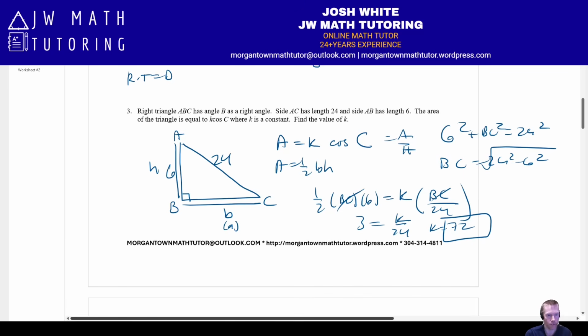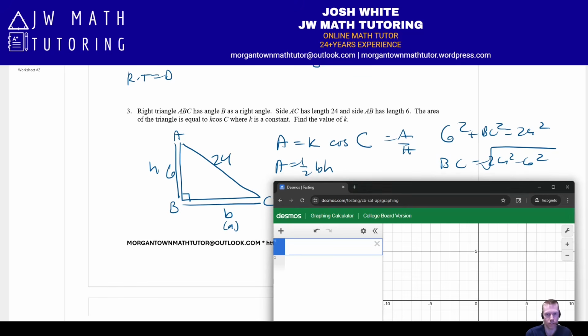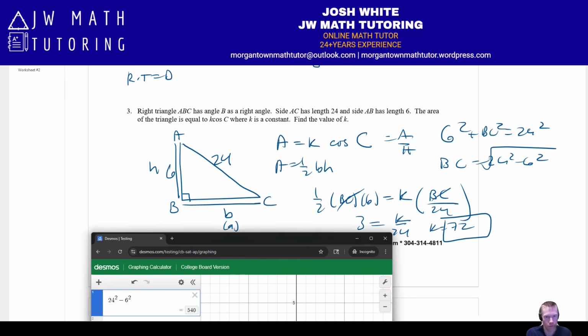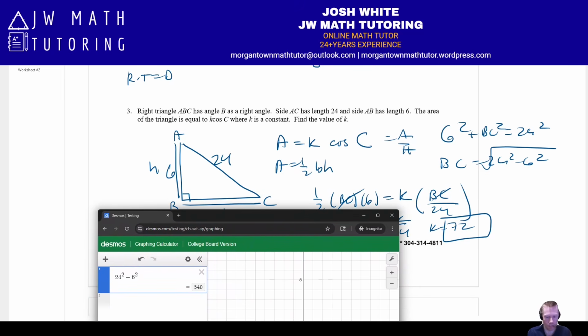Therefore, BC is going to be equal to the square root of, I believe it's 540. Yep. Okay. So BC is just going to be square root 540. All right, next. We need to find the measure of angle C.